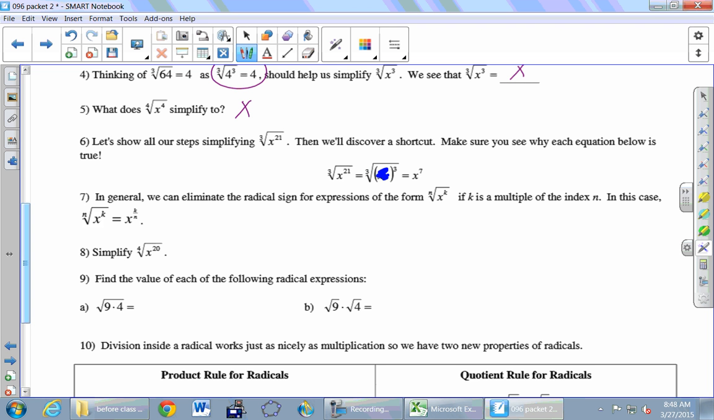Would you guys agree that if I could somehow miraculously write this cube root of x to the 21st as the cube root of something cubed, then that's a great way to write it, because I know that cube root and cube cancel each other. And so the answer will be whatever I'm covering up here. You guys agree? So this is a reasonable goal, to try to write that x to the 21st as somebody cubed. Well, you guys know that when you have an expression like this, what happens to those powers?